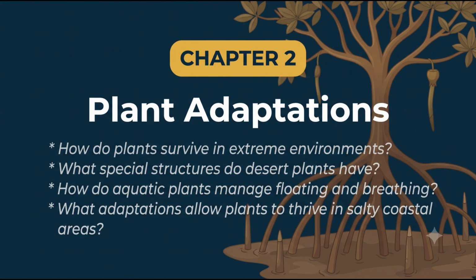Chapter 2. Plant Adaptations. 5 adaptations. Each one is the plant's answer to one or more of those 4 challenges we just identified. How do mangrove trees stay upright in soft mud? How do their roots get oxygen when the soil has almost none? How do they deal with salt? And notice I said deal with salt in 2 different ways. And how do their seeds survive tidal flooding? Let's find out.